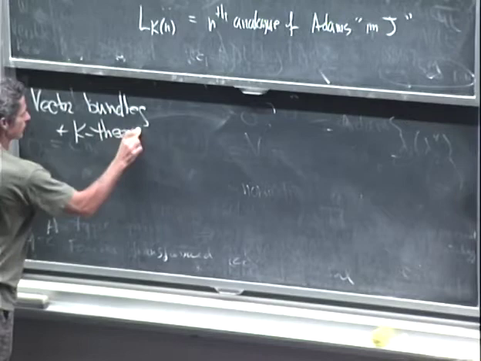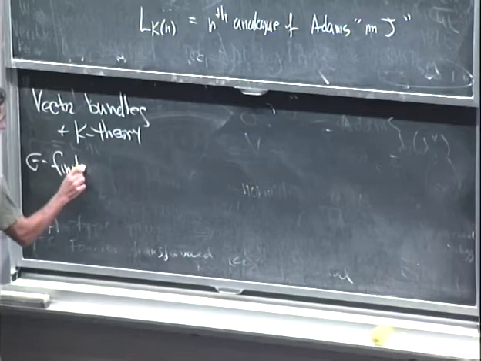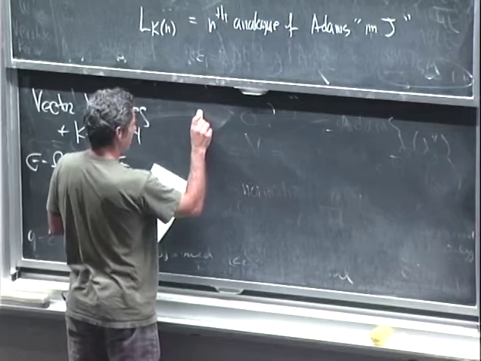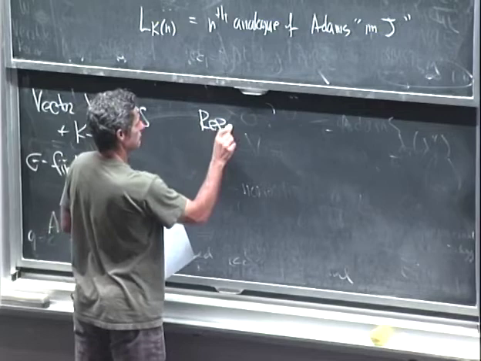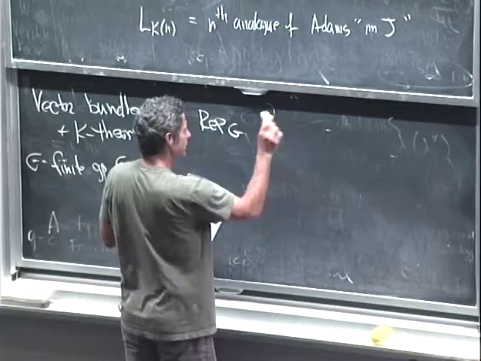So one thing is that, let's suppose I have a finite group G. One thing we can do with vector bundles in K-theory is we can study the representations of G. I could just talk about individual vector spaces, but I'll see a little bit more if I think about the representations of a finite group. So here are some things we know about the Grothendieck group of representations of a finite group.